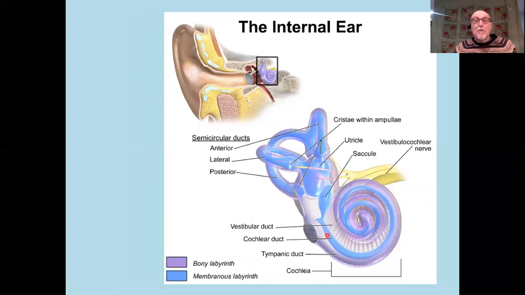I'll show you an easier one to understand than this, but this is just to introduce you to the idea that inside the cochlea, for example, there are a series of canals running around. Those canals are separated from one another by membranes. And we're going to see that the cochlea is actually divided into three canals.